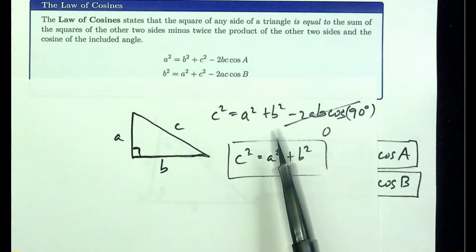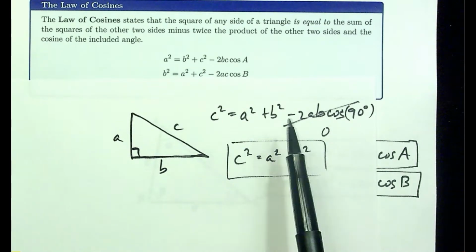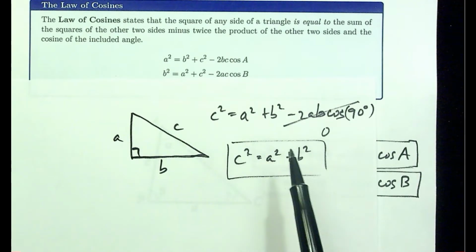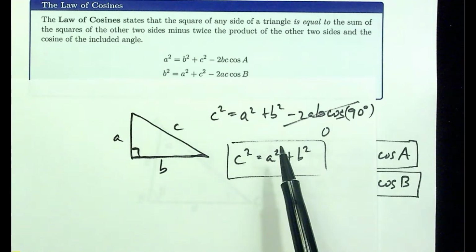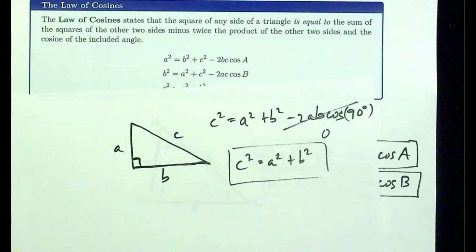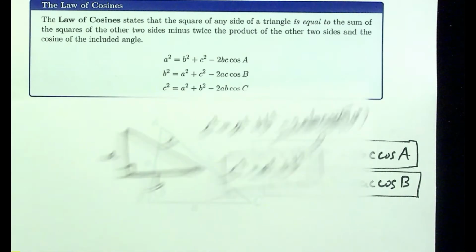So you see, the law of cosines is a generalization, and the Pythagorean theorem is a special case of the law of cosines. Special case, when the angle is 90, you get the regular Pythagorean theorem. The good news is that if you think that the Pythagorean theorem is easy, well, then the law of cosines is just equally easy because it's pretty much the same idea.